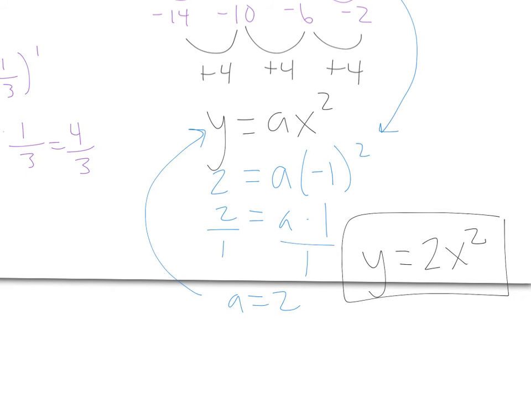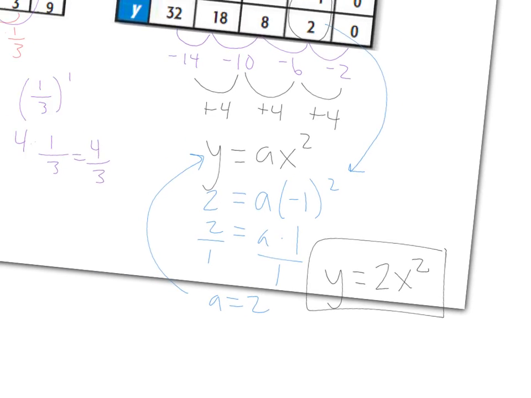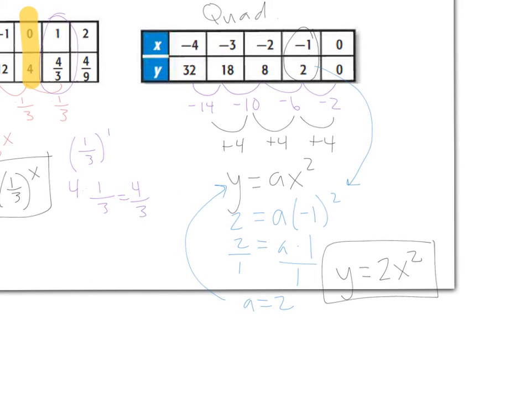Now again, I could go in and plug in any point that I want and make sure it works. So let's go back and look at our table. Let's say I want to plug in -3. So here this would look like 2 times -3 squared. Well, -3 squared is 9 times 2, and that equals 18. Was that the output when I would plug in -3 for my table? You bet right there. So we know that that equation will work for this table of values.